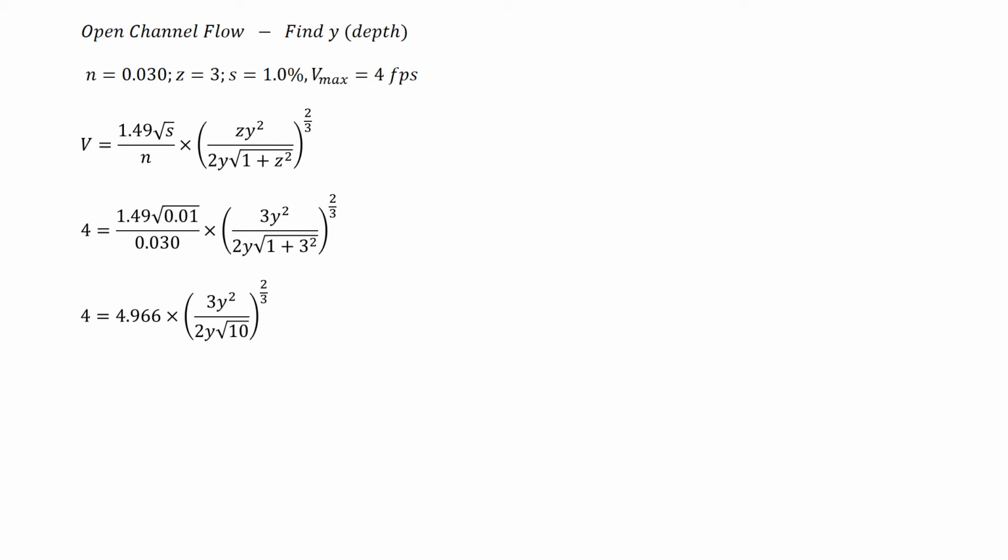At this point, we can start simplifying some of the values. So we have 4 equals, we're going to turn this fraction into a number, 4.966. And I'm carrying all these out in my calculator, but for purposes of showing them here, I'm going to round these to a few decimal places. Multiplied by 3 times y squared, divided by 2 times y times the square root of 10. So simplifying everything within that square root, 1 plus 3 squared equals 10, raised to the power of 2/3.